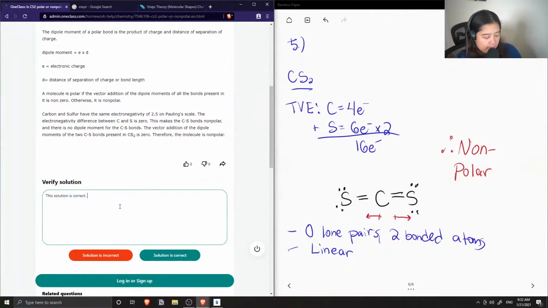I'm also going to add that CS2 is linear and symmetrical, which also indicates a nonpolar molecule.